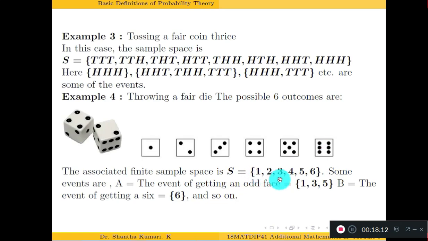So how many subsets are there for this sample space? There are 6 elements, meaning 2 raised to 6 subsets are possible. All subsets are events. So some events I have listed here. Okay, the set containing only 1, 3, 5 is one event. Another event is the set containing only 6. You can write a third event, the set containing 3, 4, 5. Okay. Like this there are 2 to the power 6 subsets. So I think now the concept of sample space and event are clear to you.